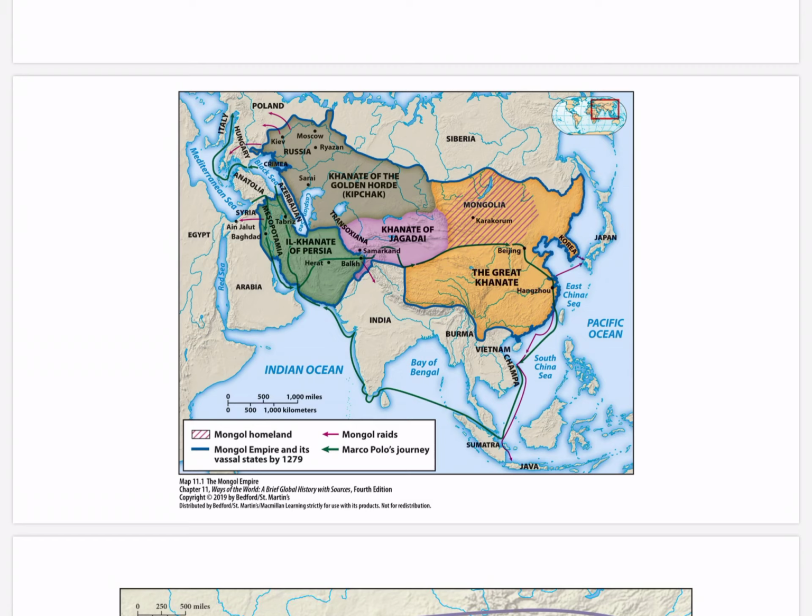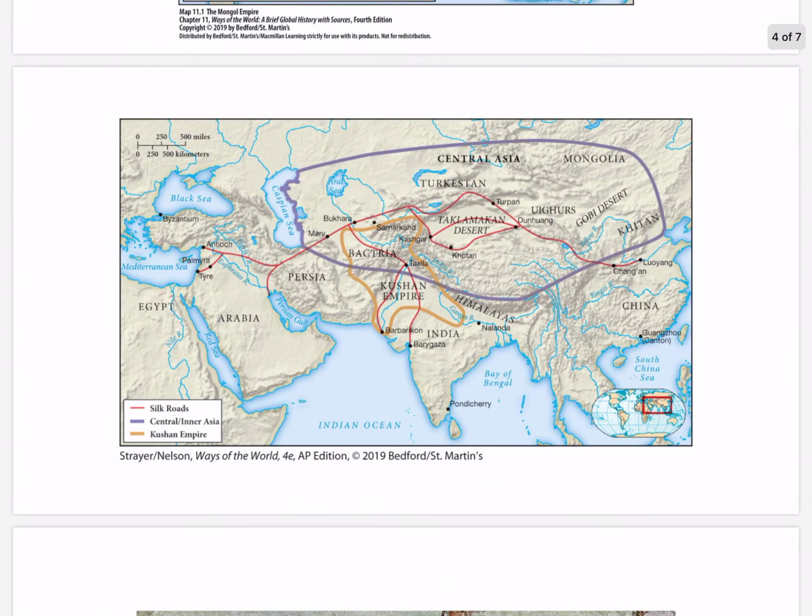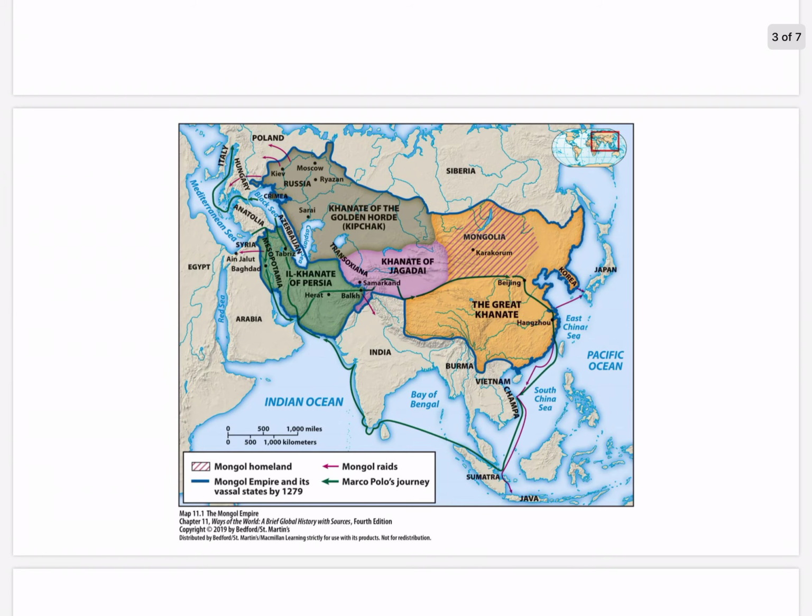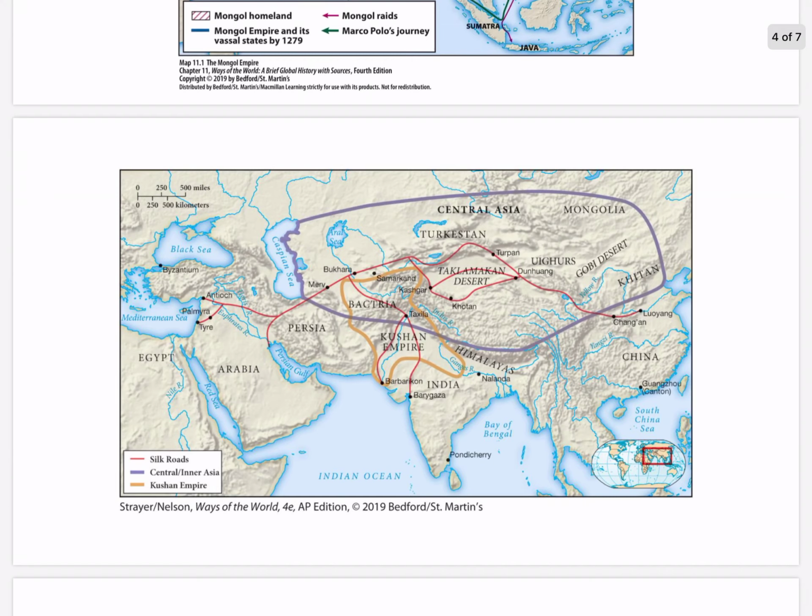So what is a comparison of this map right here, 11-1, with the map of 7-1, the Silk Roads? When you compare those two, what does that suggest about the limits of Mongol expansion? Well, a comparison between the two maps demonstrates that the Mongols' expansion outside of Russia was largely limited to the territory comprising the Silk Roads.